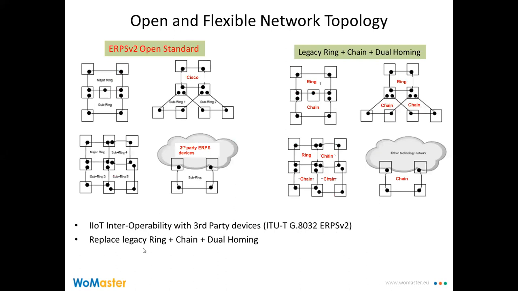And also we can replace the legacy ring plus chain and dual homing topology. Basically, for any of these network topologies with legacy technology, you need ring, chain, dual homing, lots of technology integrated together, but it's not easy to use or configure. They still have problems. We use one open standard, ERPS version 2, compatible with third-party devices, so it's a very open and flexible network topology.